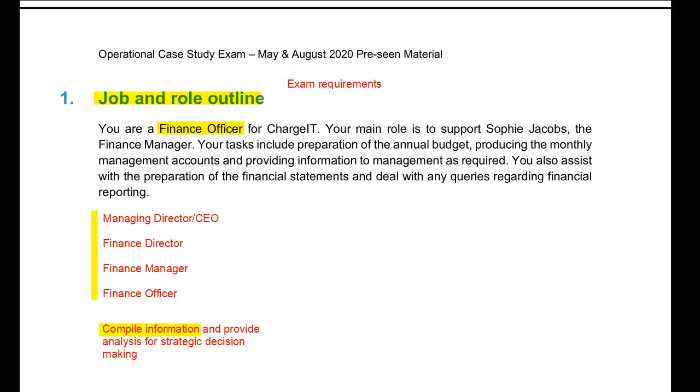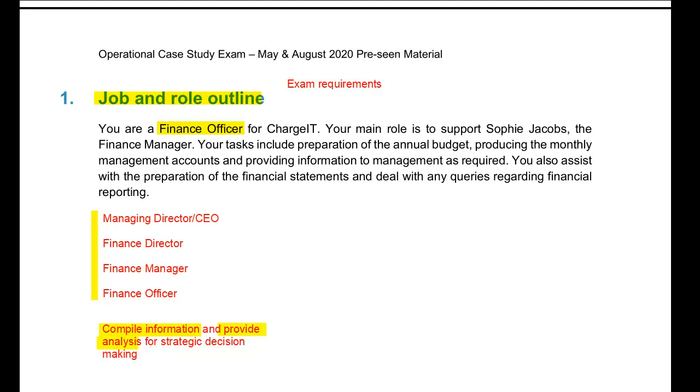Unfortunately, as we've touched on earlier, the key to success at operational case study level is not just regurgitating all of the OT knowledge that you have learned previously. What we are more looking for at operational level is an application of your existing technical knowledge to the real life scenarios that you'll come up against as a finance officer working for ChargeIT. Okay, so this is where the second part of this statement comes in, provide analysis.